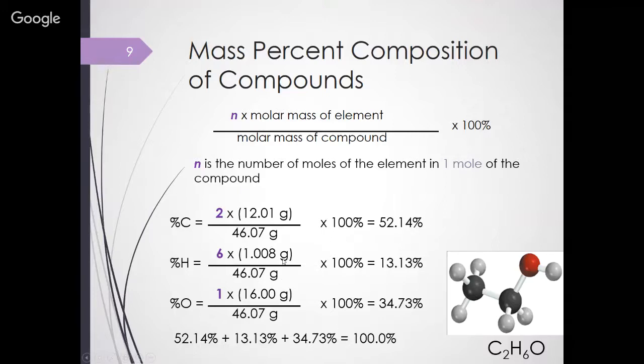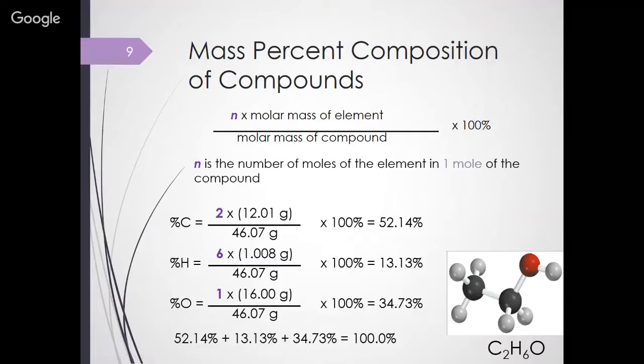I multiply it by the molar mass, divide by the molar mass of the compound, times 100% gives me 13.13%. Oxygen, I have 1 oxygen atom, multiplied by its molar mass, divided by the molar mass of the compound, times 100 gives me 34.73%. When we add up our percentages, they need to equal 100% or really, really close.